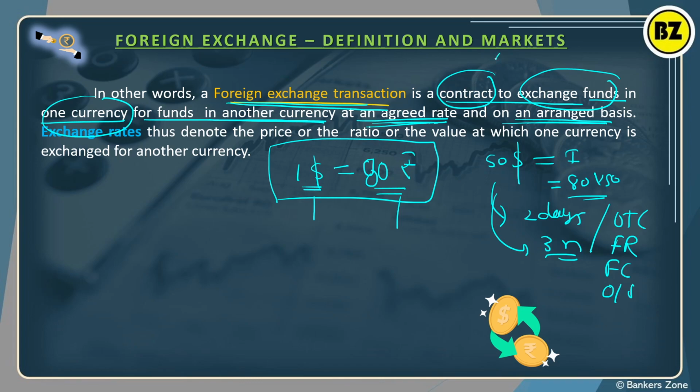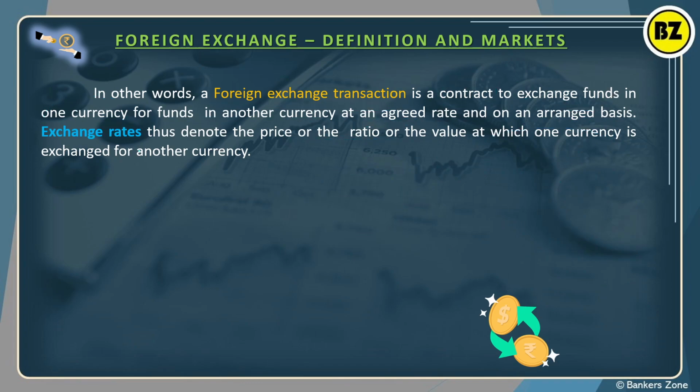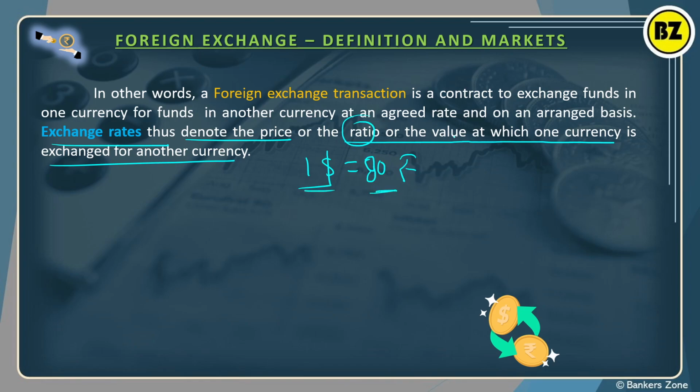It is simply a contract to exchange funds from one currency to another currency at an agreed rate and at an agreed mechanism. So exchange rates denote the price, or the ratio, or the value at which one currency is exchanged for another currency. Simply $1 is equal to say 80 rupees. It is the ratio of dollar to rupees, or the value at which one currency is exchanged for the other currency.